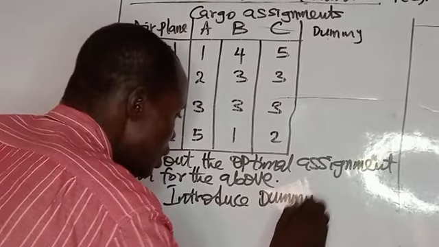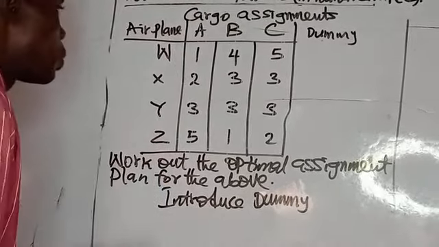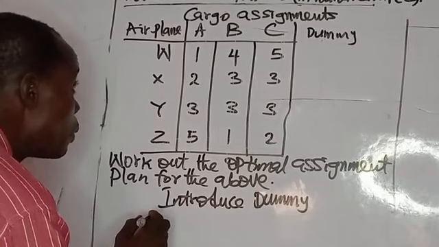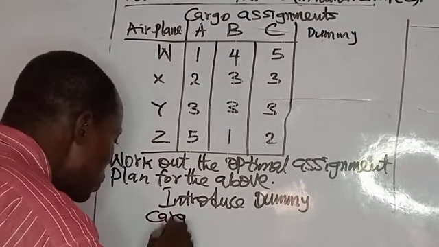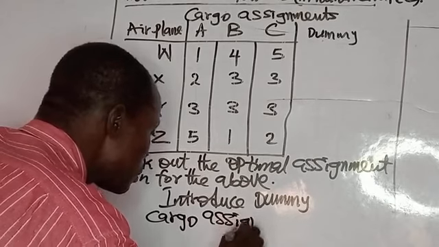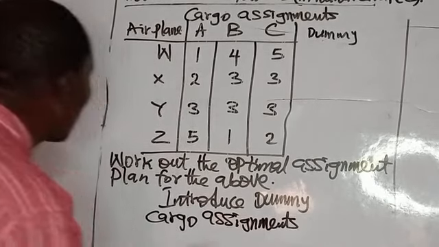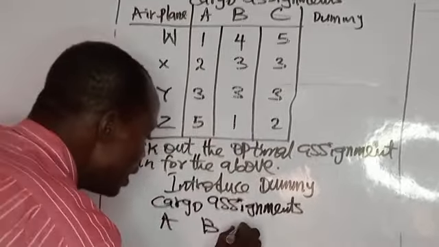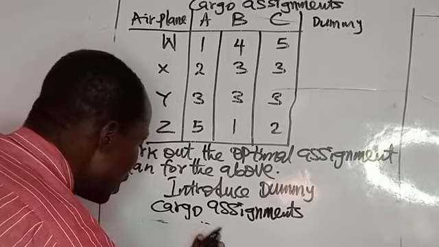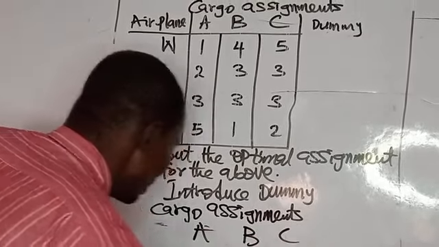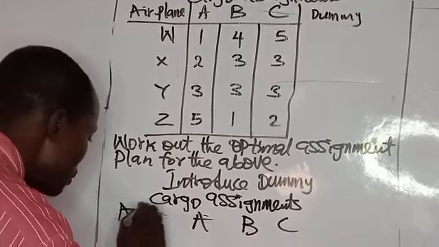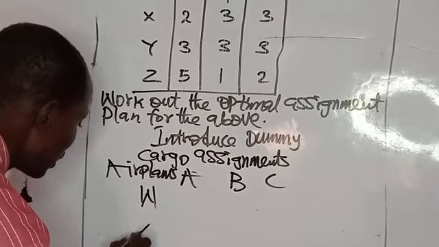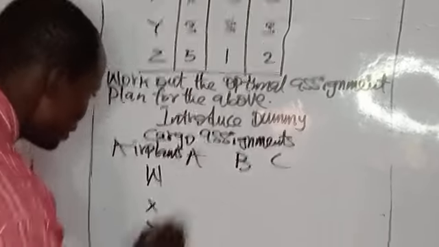I've told you that the essence of the dummy is to make the assignment problem balanced. We have cargo assignments A, B, C, and we have airplanes W, X, Y, Z.